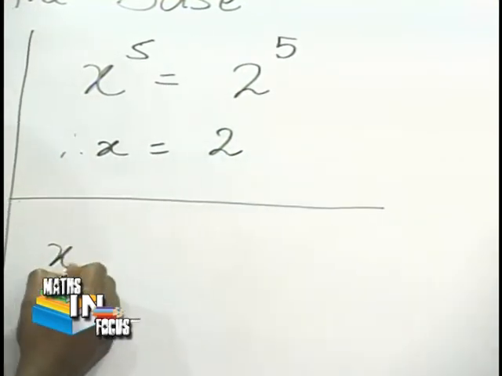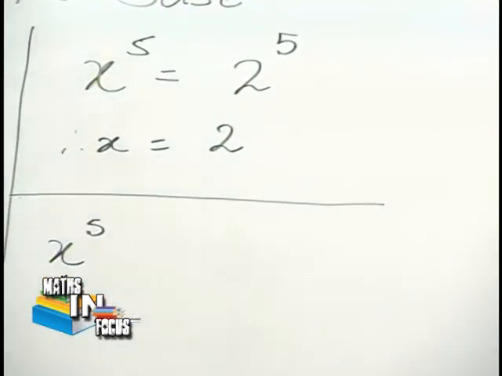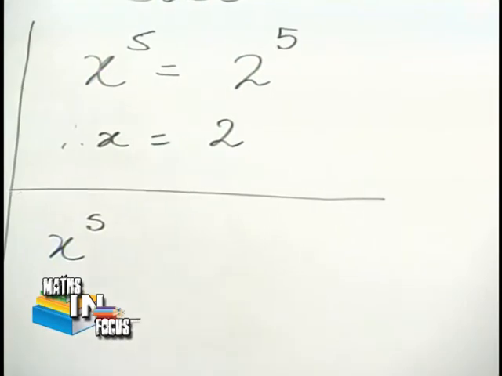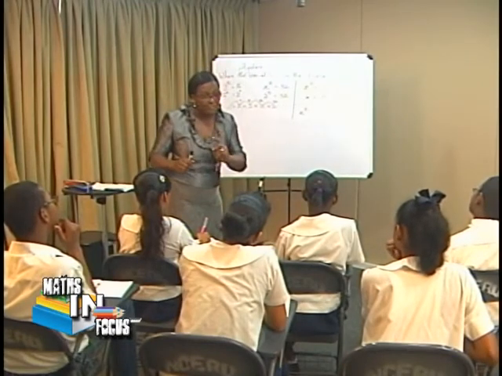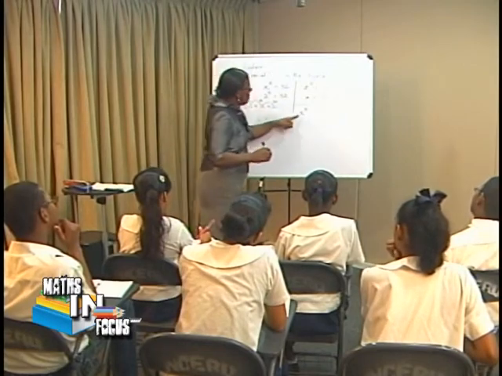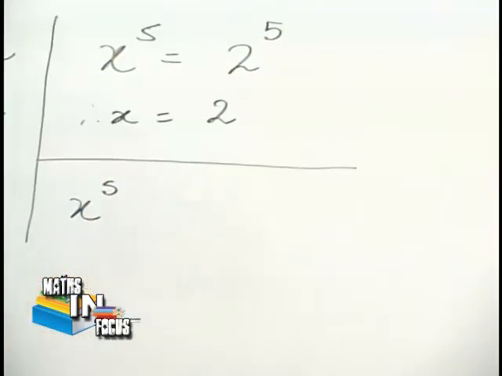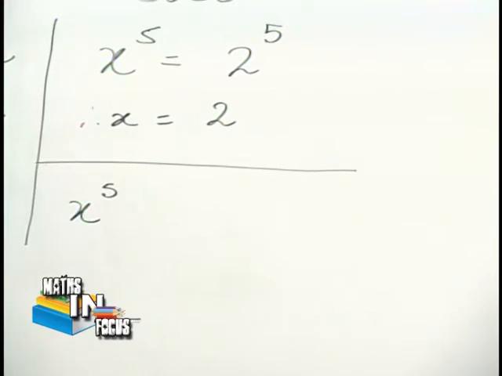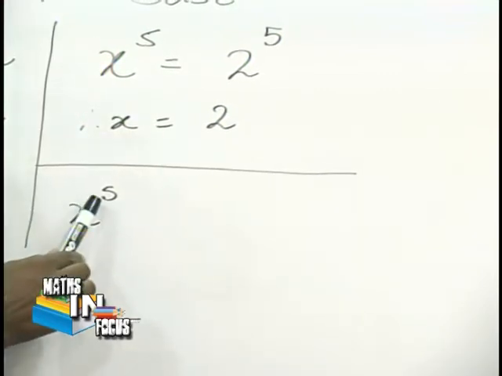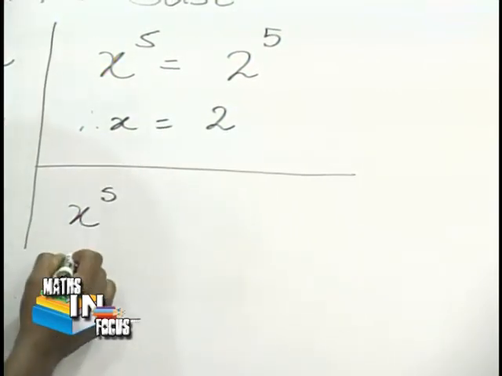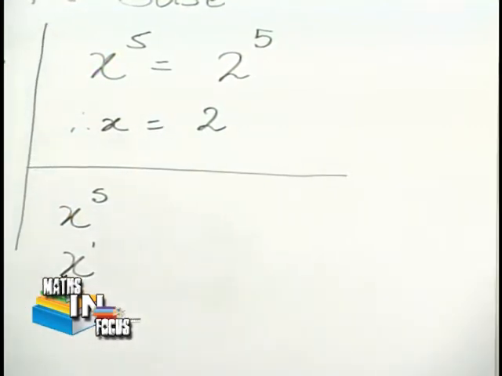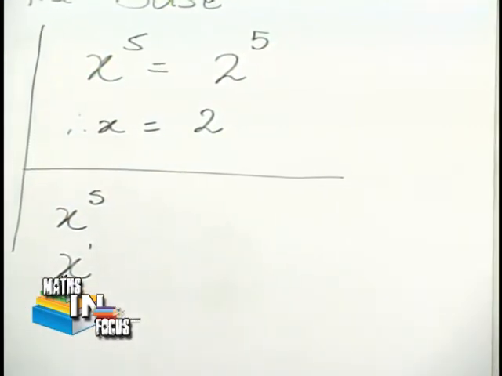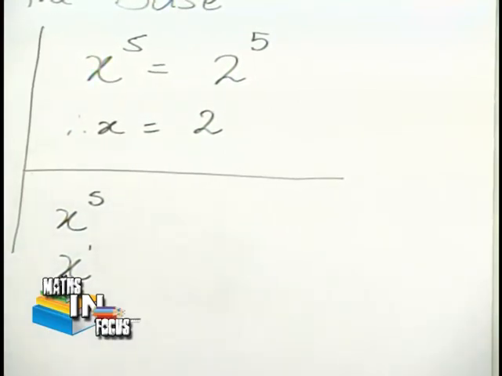If we have x to the 5th power, our aim is to find the value of x and not x to the 5th. So what we actually want up here is x to the 1st power. So what must we multiply 5 by to end up with x to the 1st power? What do we multiply 5 by to get 1?